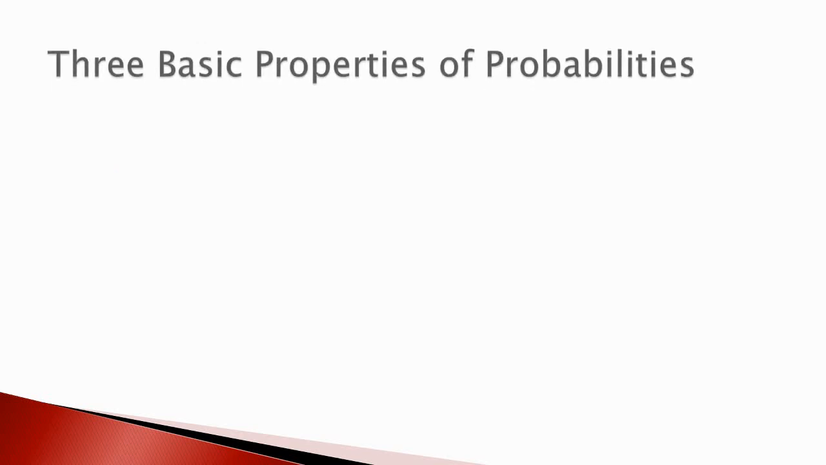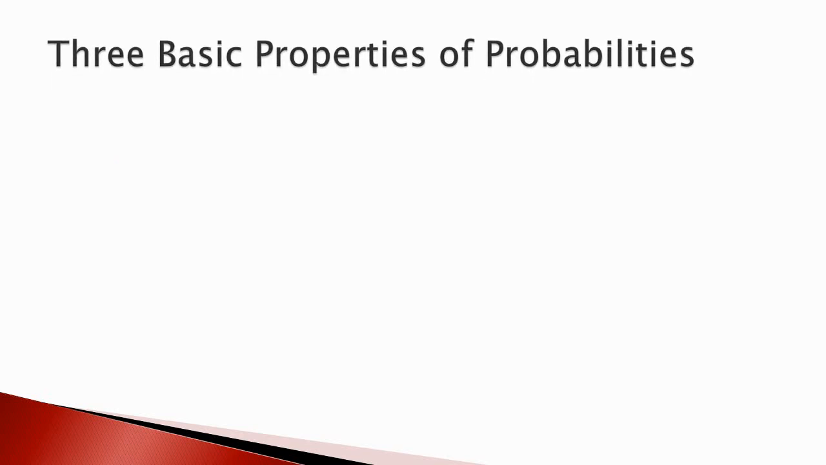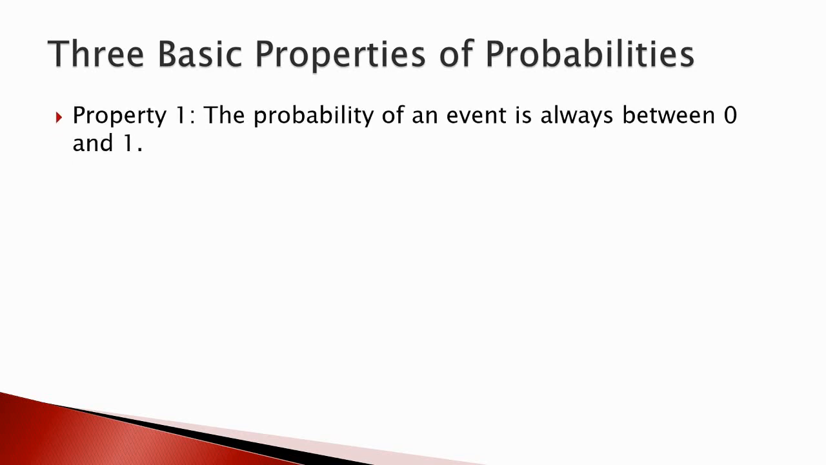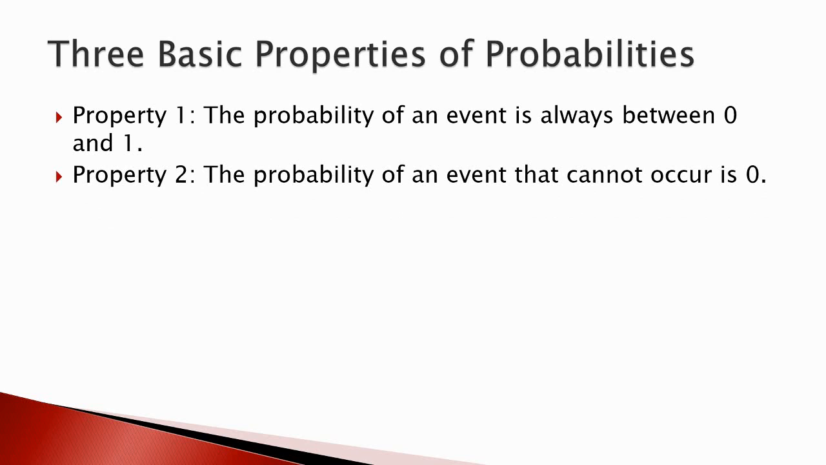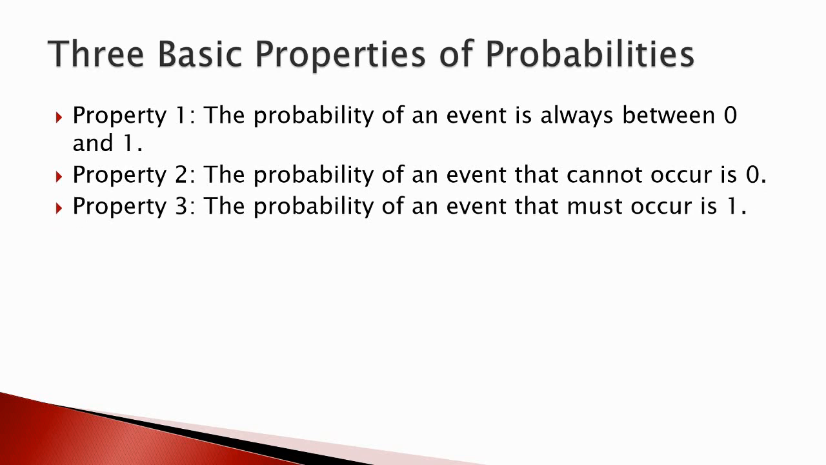Next, we will talk about the 3 basic properties of probability. Property 1, the probability of an event is always between 0 and 1. Property 2, the probability of an event that cannot occur is 0. Property 3, the probability of an event that must occur is 1. You will see an example for each property in the next slides.